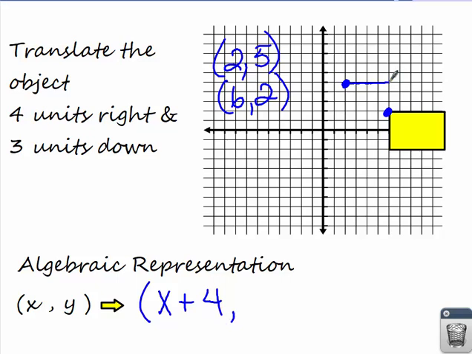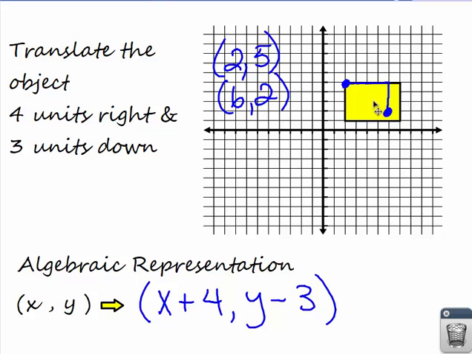And then it moved 3 down. It went from a 5 to a 2. So that y coordinate went down 3. So that becomes our algebraic representation. We could actually take each one of the original points, if I were to put that back in its original location, and for each of those corners, I could perform this transformation on it and get the new points. And that's what a translation is about. That's what transformational geometry is about in 8th grade: looking at what happens to the coordinates when I perform a transformation, whether it be a translation, a rotation, a reflection, or dilation. And this is what happened to this one.